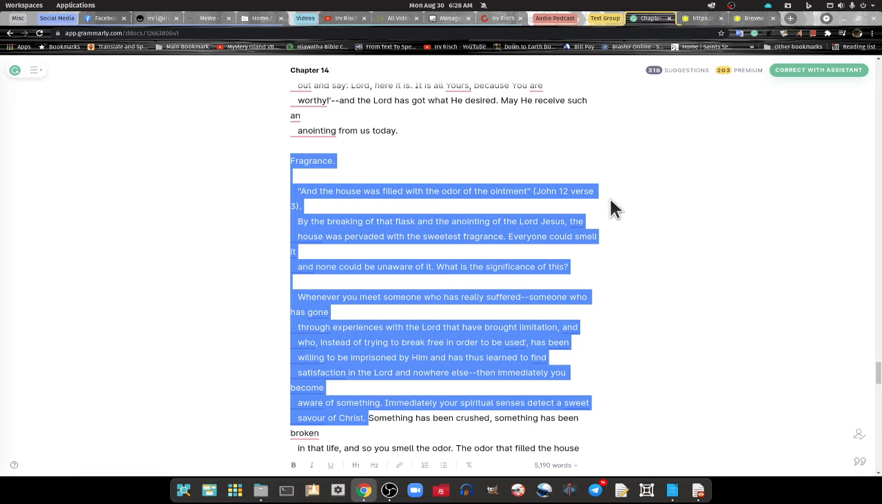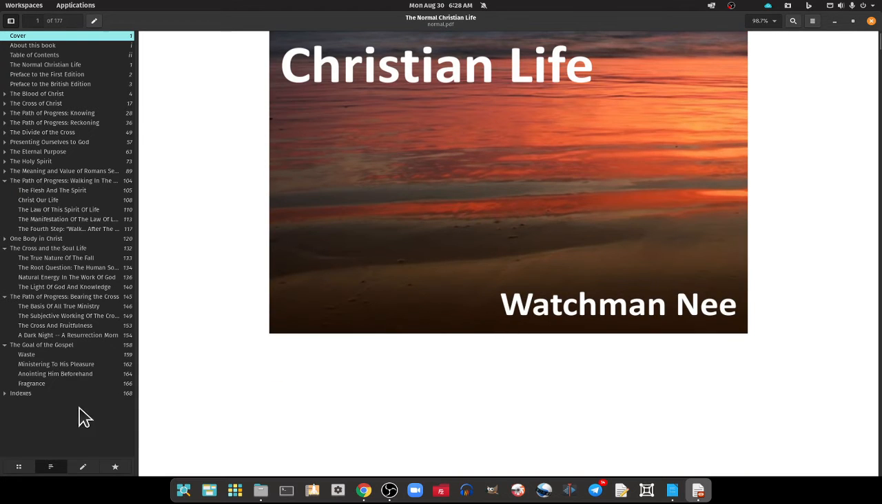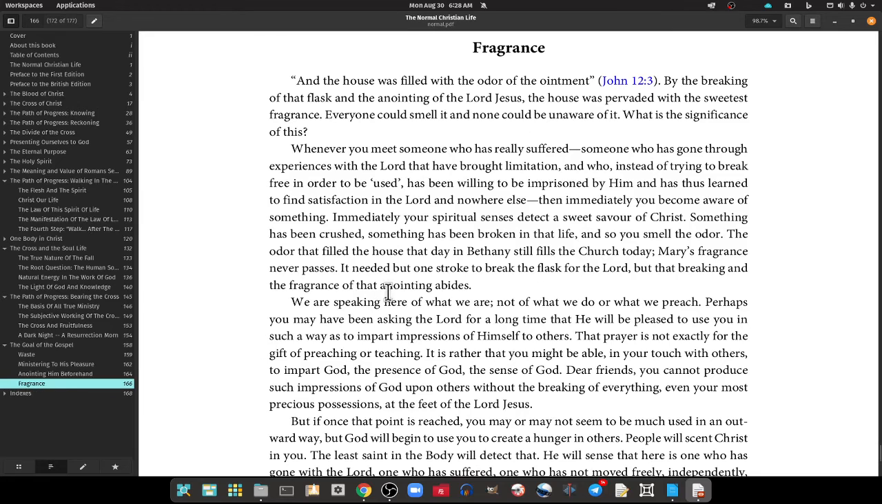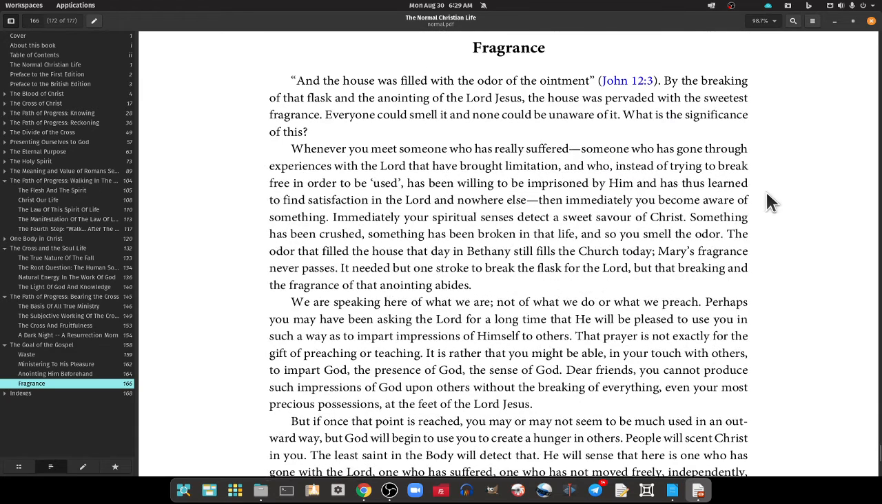Fragrance, and the house was filled with the odor of the ointment. John chapter 12, verse 3. By the breaking of that flask and the anointing of the Lord Jesus, the house was pervaded with the sweetest fragrance. Everyone could smell it and none could be unaware of it. What is the significance of this? Whenever you meet someone who has really suffered, someone who has gone through experiences with the Lord that have brought limitation, and who, instead of trying to break free in order to be used, has been willing to be imprisoned by Him and has thus learned to find satisfaction in the Lord and nowhere else, then immediately you become aware of something. Immediately your spiritual senses detect a sweet savor of Christ.